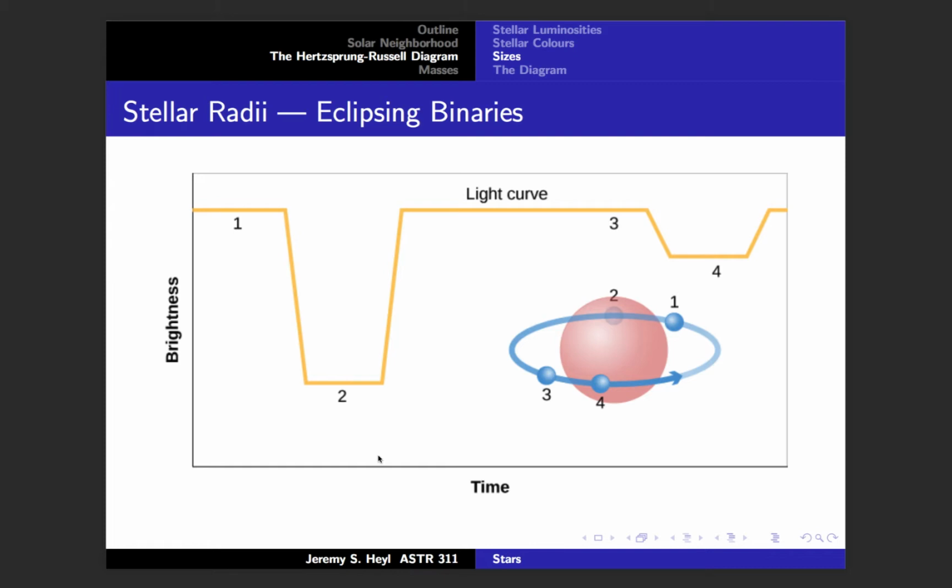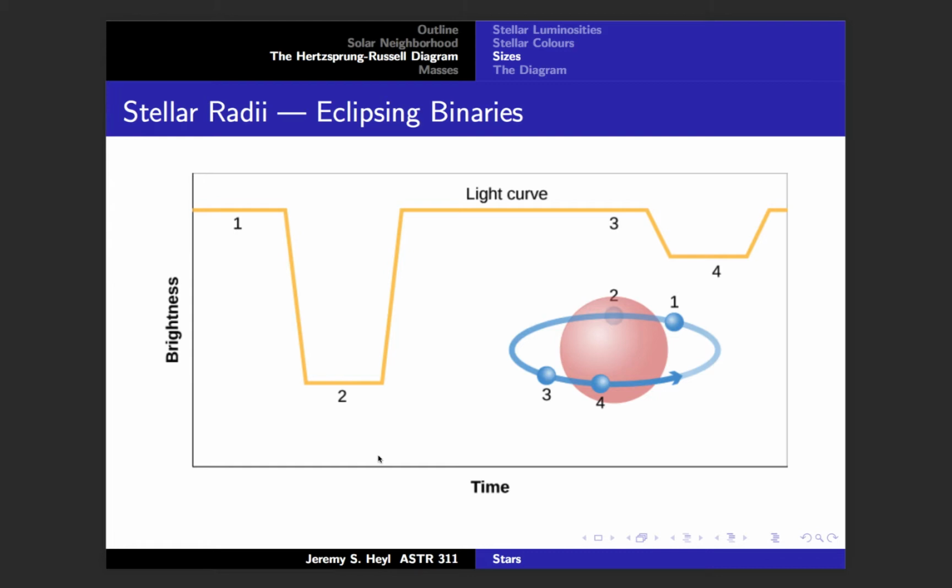Okay. So what can happen is one star can go in front of the other. Now, why is this really useful? Because if we know how big the orbit is and how long it takes, we can calculate how long it took one star to go in front of the other, and that tells us how big that star was. And when this star goes behind, that tells us how big the other star is.